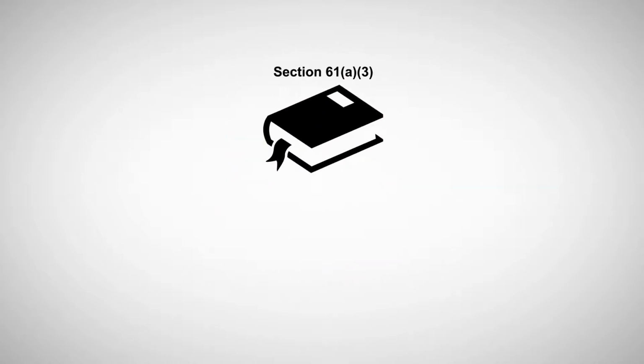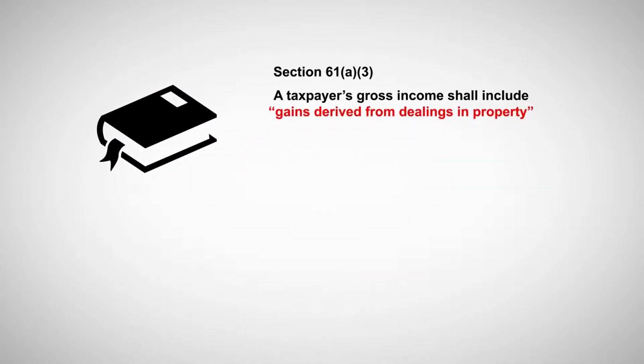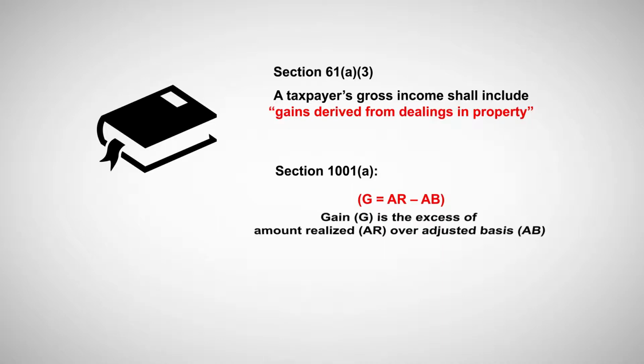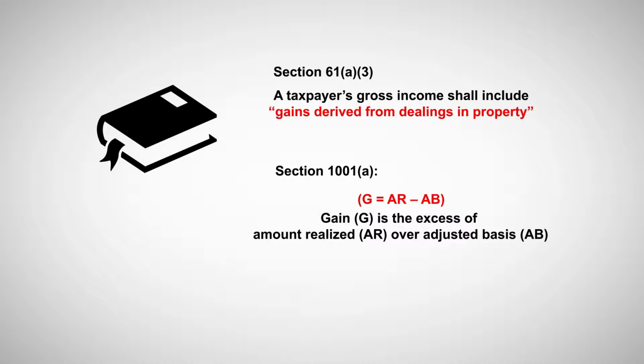Section 61(a)(3) of the Internal Revenue Code codifies this ruling by providing that the taxpayer's gross income shall include gains derived from dealings in property. The code measures this income, the gain derived from dealings in property, by a relatively simple formula found in Section 1001(a). Gain is the excess of the amount realized over the adjusted basis.